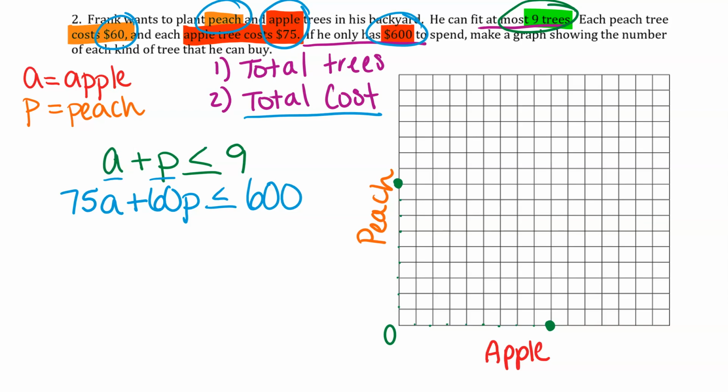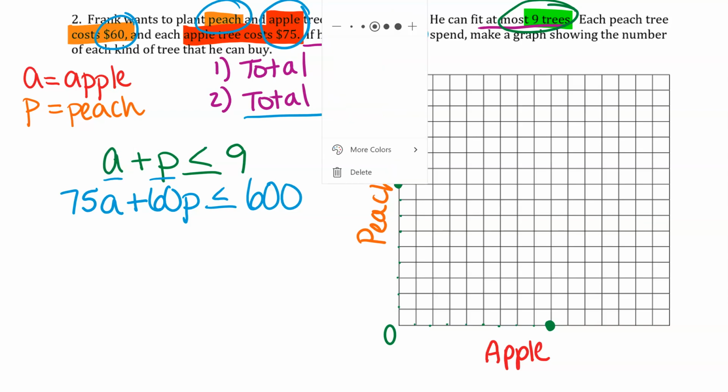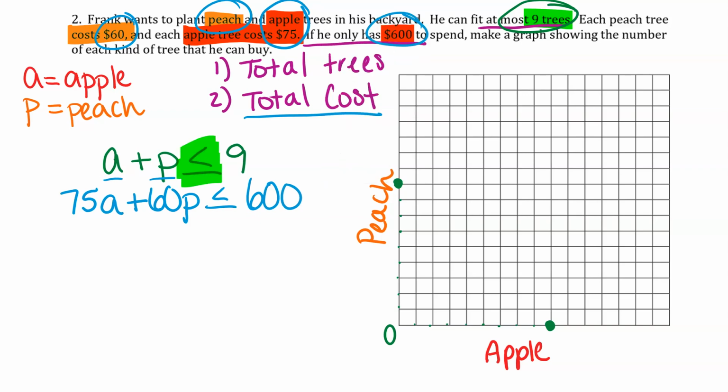Now I'm going to draw my line. Line or no line? There is a line, so I'm going to draw a solid line. And it says less than or equal to. Less than means I'm going to shade below the line, so shade below right here.